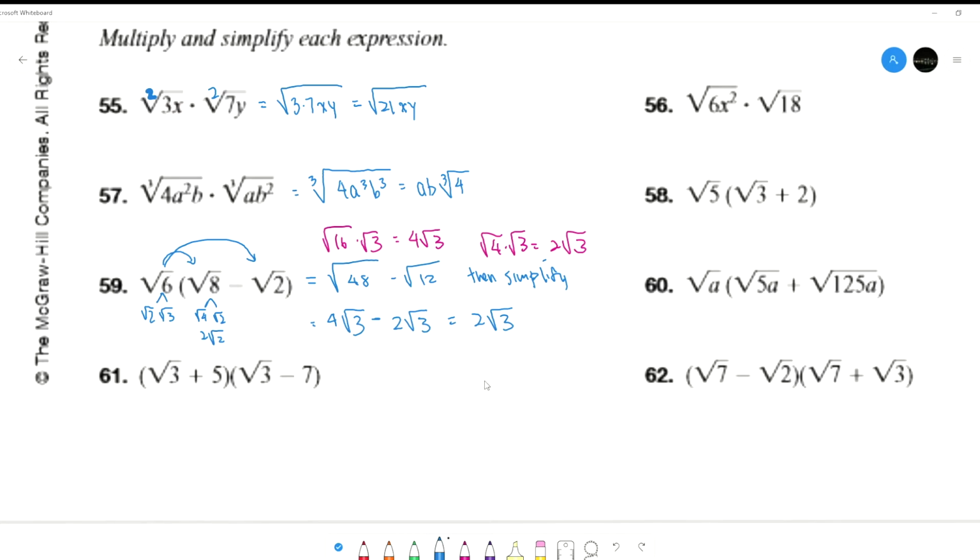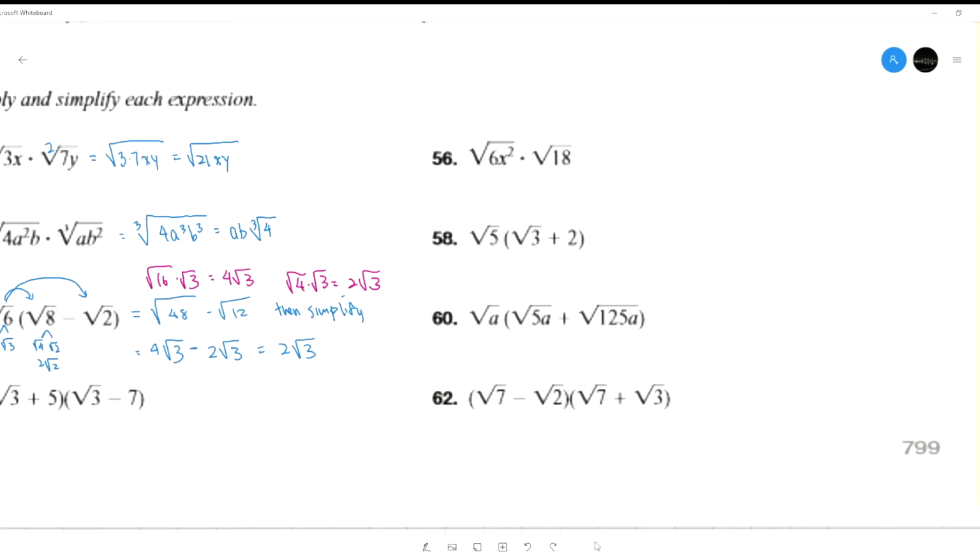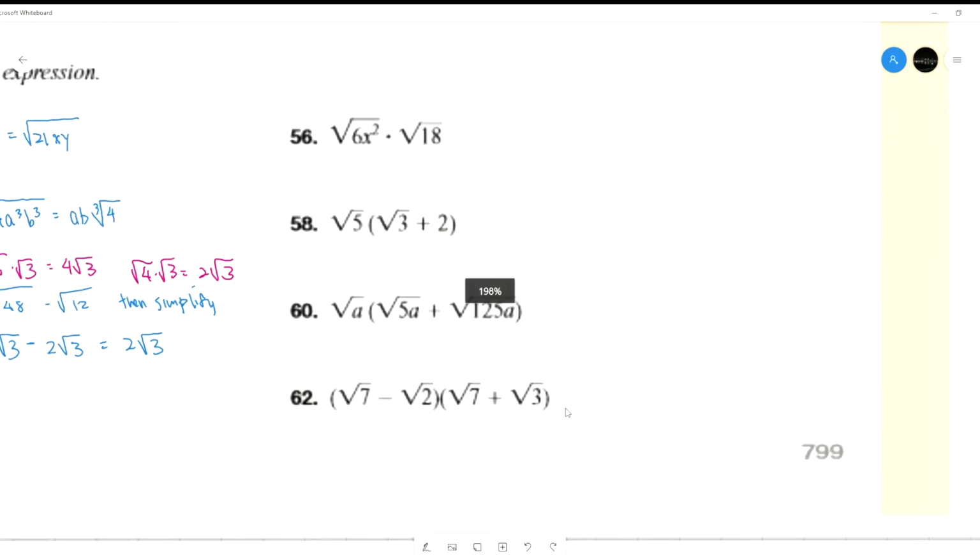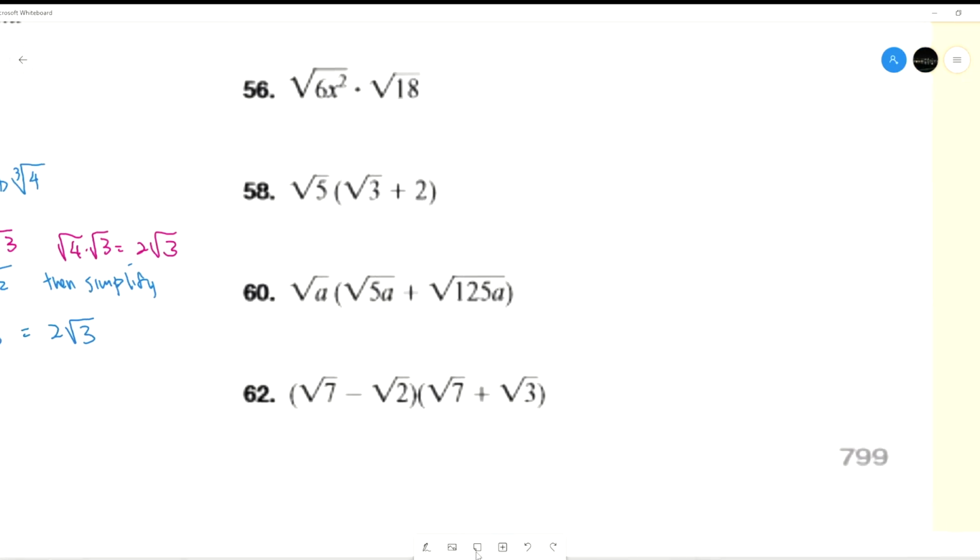Okay, we did not cover 61 yet, so we'll do that today. Let's move on to the right column. We have square root of 6x squared times the square root of 18. You see what I'm talking about here? This number becomes quite large. This is 108, and I don't want to do that. Instead, I can see the 18 as radical 6 and 3, only because I see a 6 here.